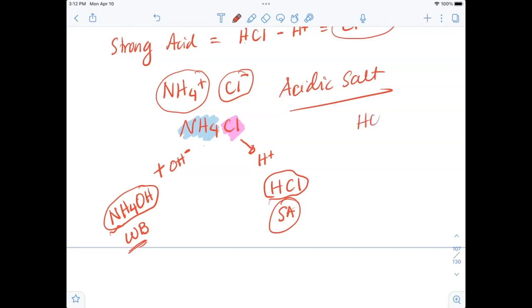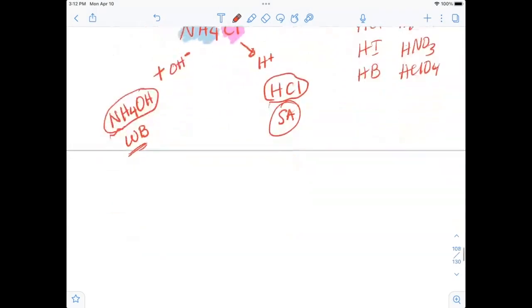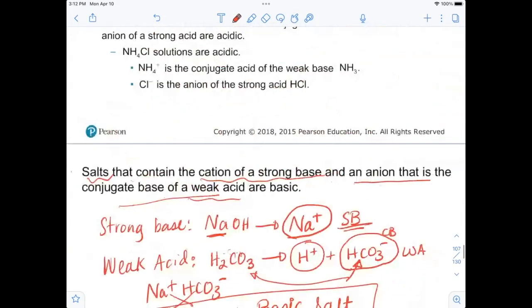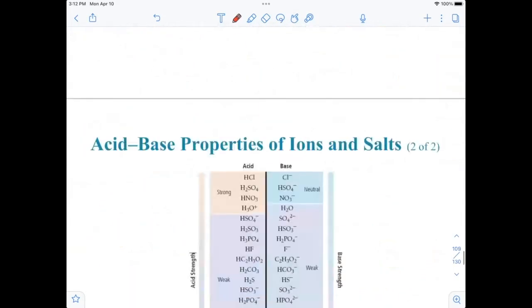Remember your 6 strong acids, right? HCl, HI, HBr, H2SO4, HNO3, HClO4. Let me make sure I've gone through all the rules here. Yeah, so we're moving on to the next rule.